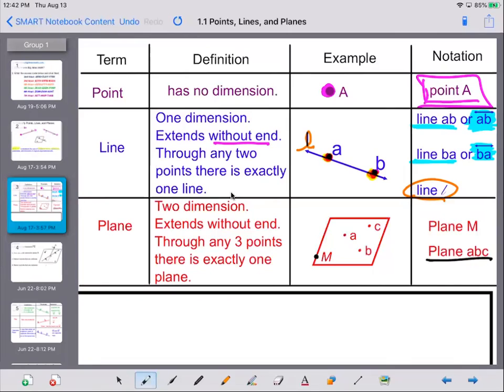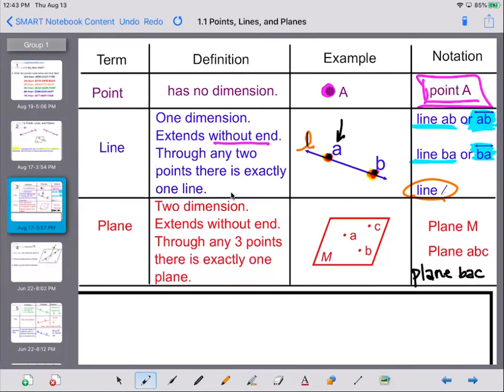So one more time, you can name it plane ABC, and technically you can name it plane BAC if you wanted to, or CBA if you wanted to. So the order of the letters, remember, is not super important. So up here when we named this line, we called it line AB or line BA. Same thing with the plane. You can say plane ABC or plane BAC or plane CBA, whatever order you want, or you can simply say plane M.